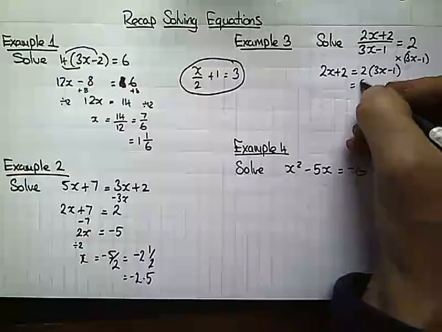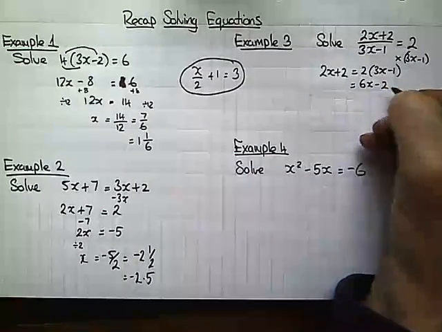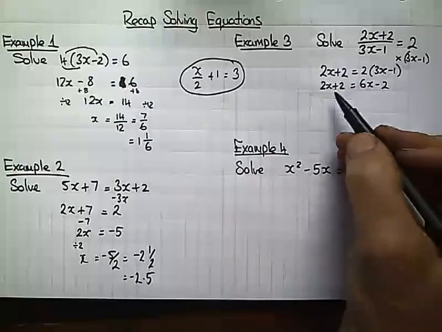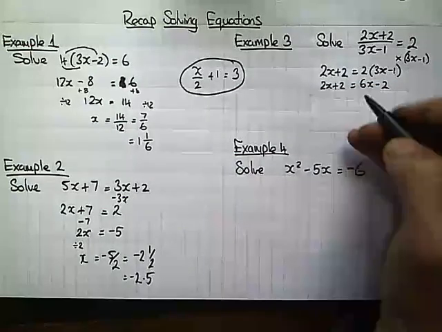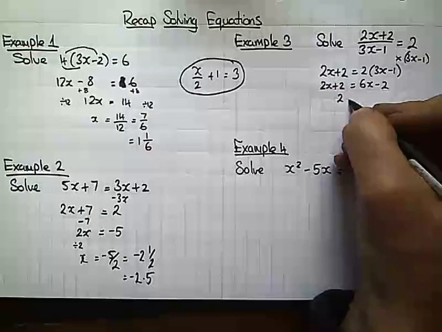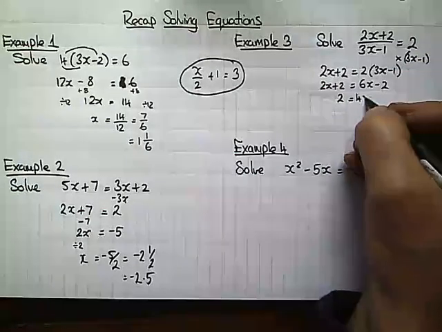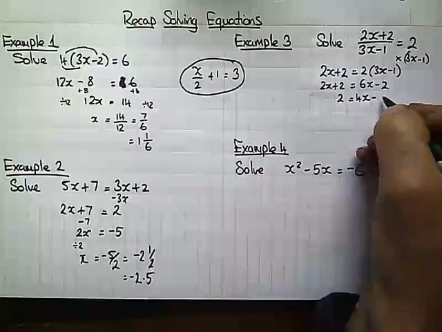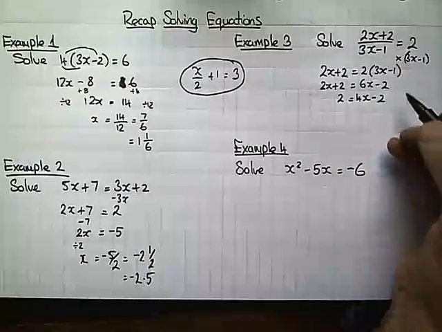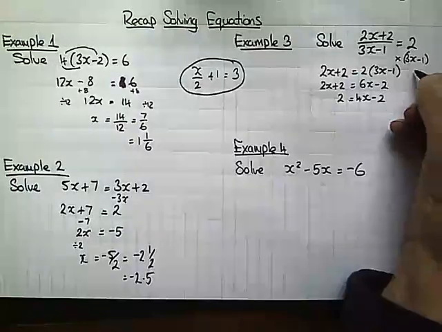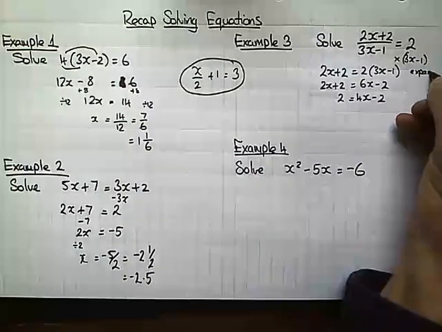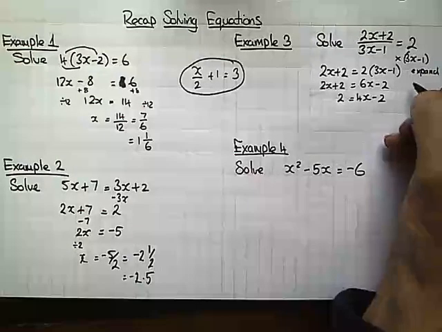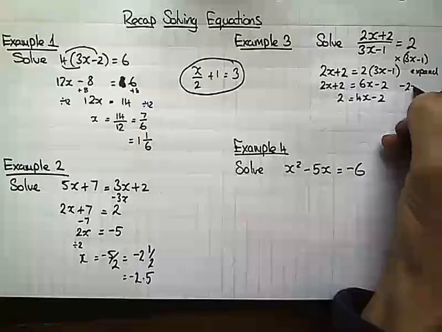We get 6x minus 2, and then we've got our 2x plus 2. The smaller amount of x is the 2x, so we've got 2 equals, taking off 2x, so 4x minus 2. I need to add 2, so let's just expand. I've expanded the brackets to get to this. Then I've minus 2x.